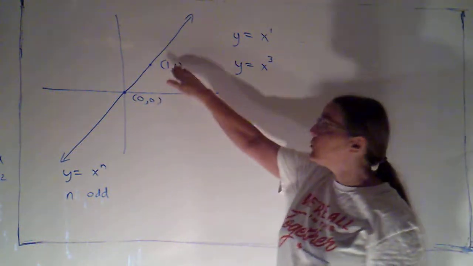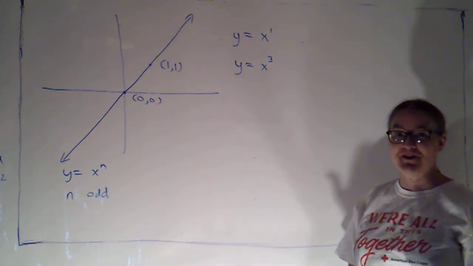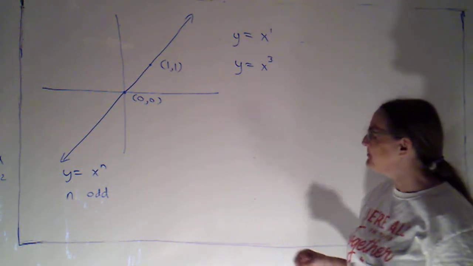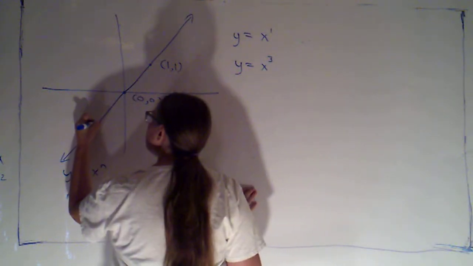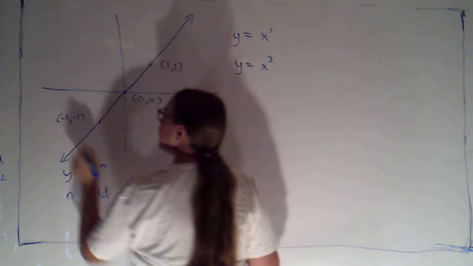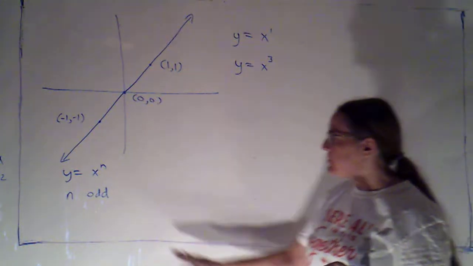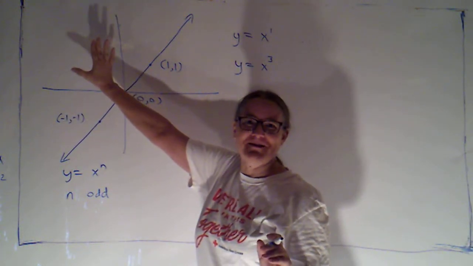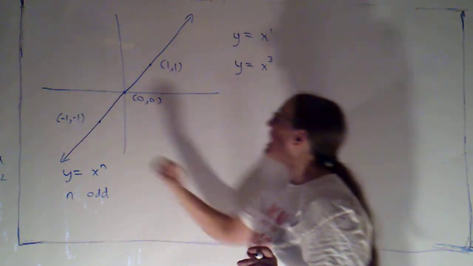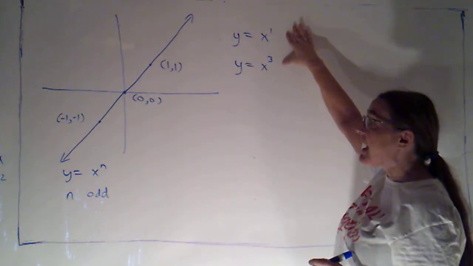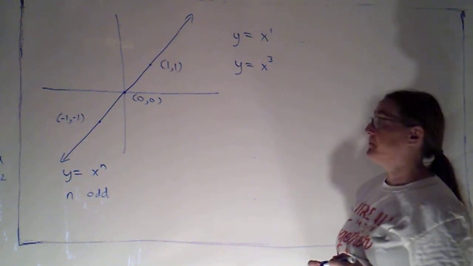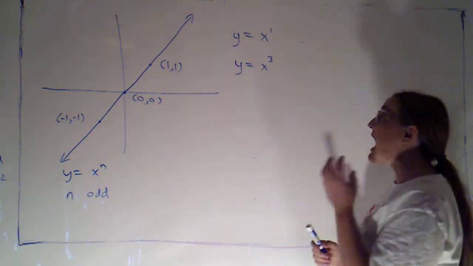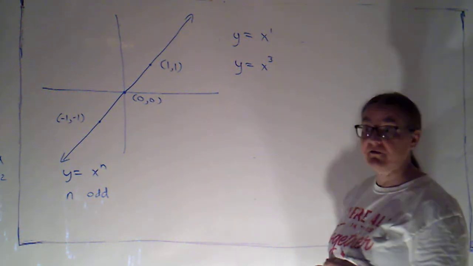These 2 points were on the graph of our even power functions, of our even powers of x as well. Okay. And then negative 1, negative 1. Now that's new. Negative 1 to an even power would have been 1. That point was on the graph of any even power. Negative 1 to any odd power is going to be negative 1. And so these 3 points will be on the graph of any odd power of x.